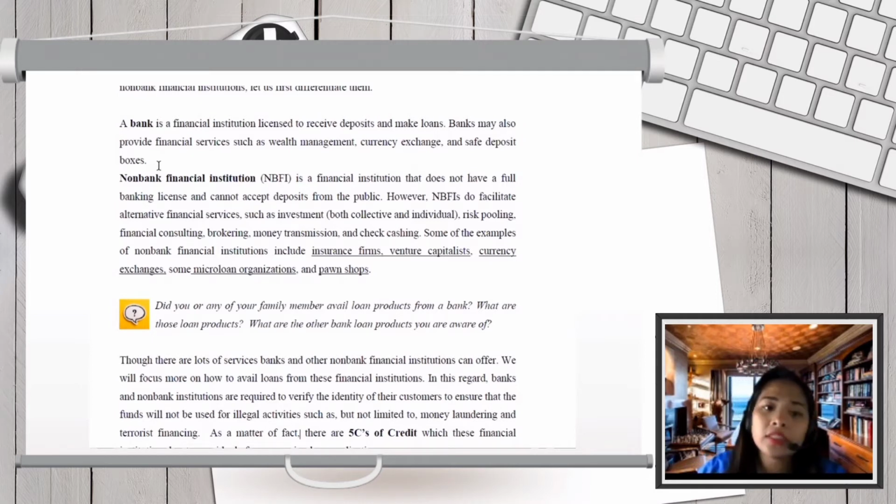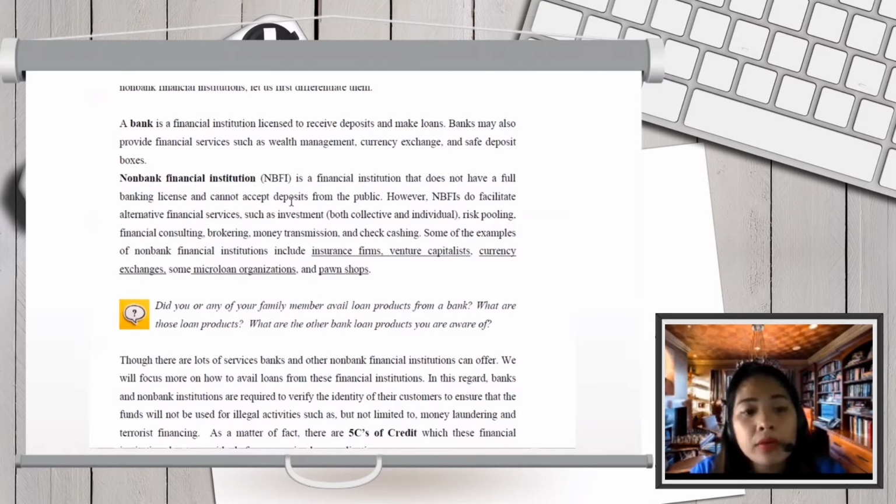Non-bank financial institution or NBFI rather, is a financial institution that does not have a full banking license and cannot accept deposits from the public. However, NBFIs do facilitate alternative financial services such as investment, both collective and individual, risk pooling, financial consulting, brokering, money transmission, and check cashing. Some examples of non-bank financial institutions include insurance firms, venture capitalists, currency exchanges, and some microloan organizations and pawn shops.